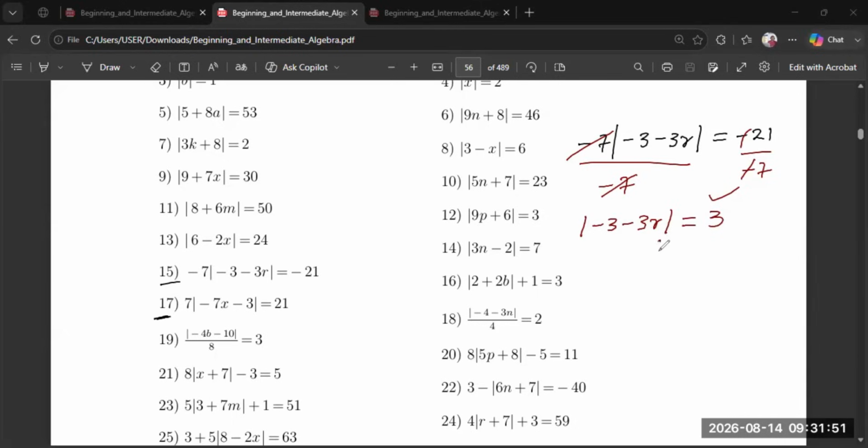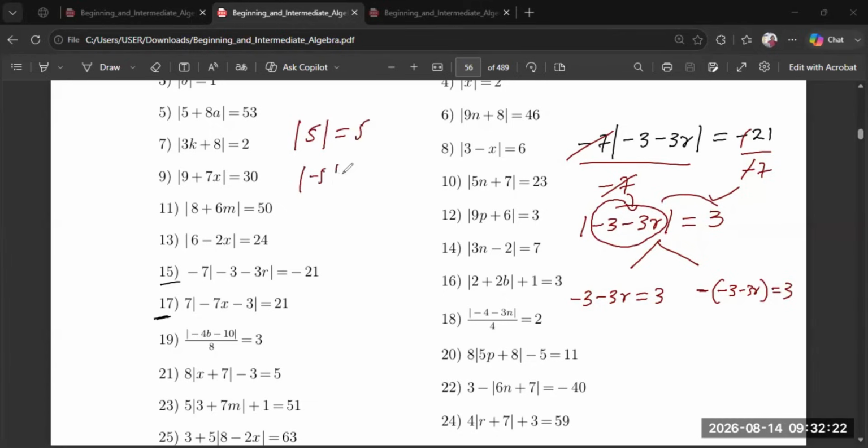Now, like I told you, absolute value will break into two equations, when the quantity is positive and when it's negative, and you still get the absolute value, 3. So we have negative 3 minus 3r equal to 3, and when it is negative, negative 3 minus 3r equal to negative 3. You understand what I mean? Like I said earlier, when you put 5 to be positive, you're still going to get 5. When you put 5 to be negative, you're still going to get 5. So we take advantage of those two possibilities.